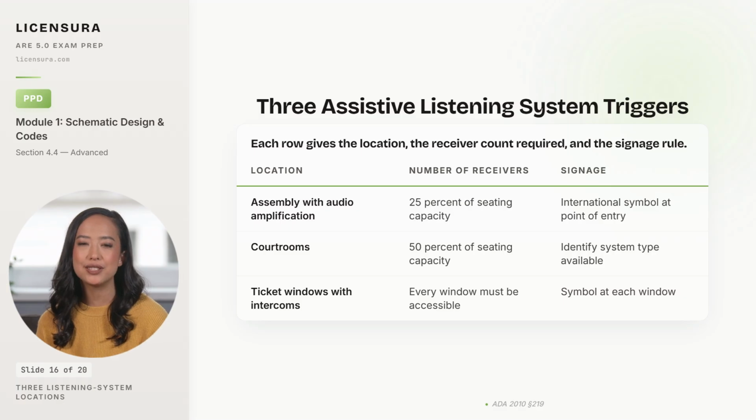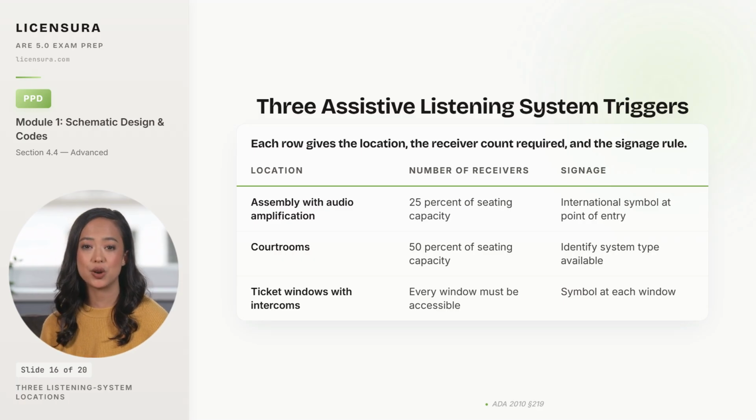Second, courtrooms, 50% of seating capacity, double the assembly threshold, because hearing testimony is the entire point of the proceeding, and witnesses and parties must follow it regardless of hearing ability. The signage must identify the type of system available so deaf users can select the appropriate receiver. Third, ticket windows with intercom systems. Every window must be accessible, with the international symbol at each window. The architects who underspec the listening system in a courthouse face an immediate ADA complaint when a hearing-impaired juror cannot follow testimony, and the lawsuit is sharp.